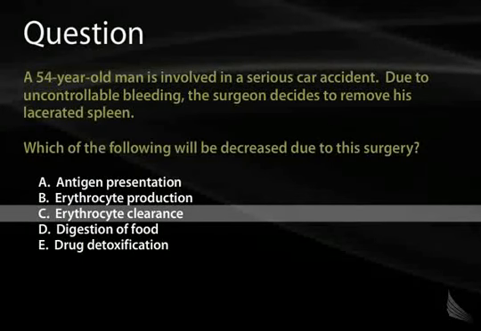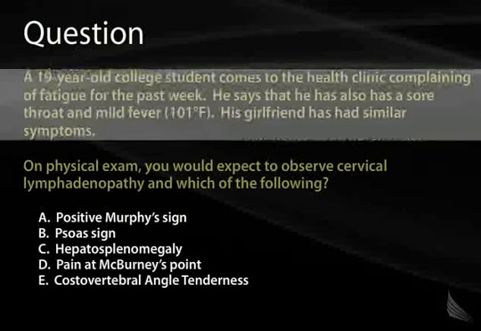The answer to this question is C, erythrocyte clearance. Going back to the question, we see that this is involving the spleen. So understanding of the spleen function and its involvement in filtering and clearing out red blood cells helps us to answer this question.